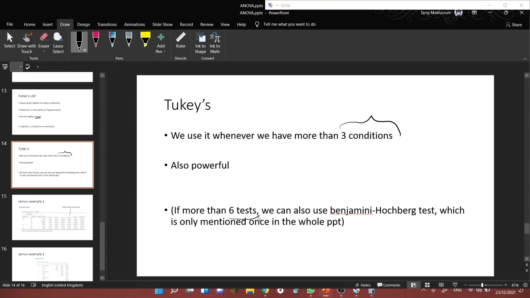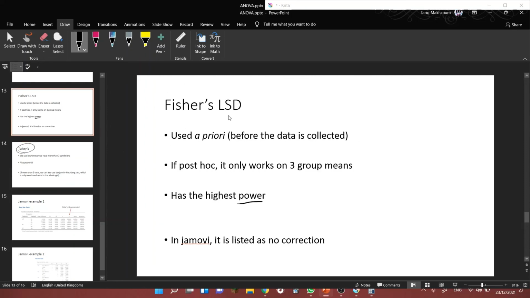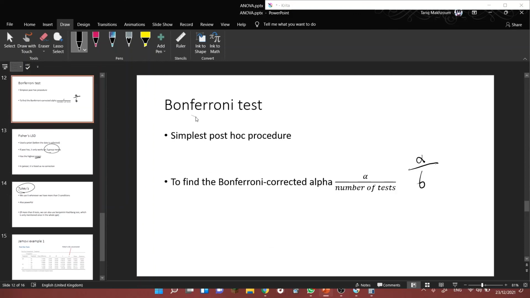Now, if you have more than 6, you're probably going to want to use a Benjamini-Hochberg test. This was only mentioned once throughout the whole PowerPoint, and so there wasn't really any information given about it. But as a general rule of thumb, Tukey's always works. Fisher's is better if you have 3 means, and Bonferroni is the simplest one.